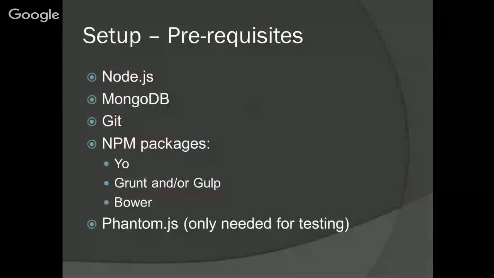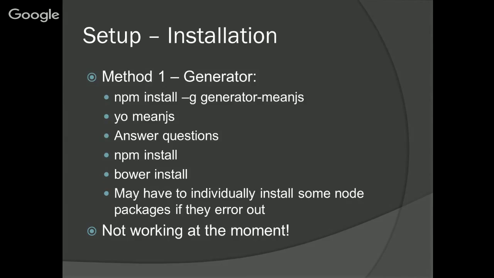Oh yeah, and so before we get too far into that, the prerequisites to have before you can successfully run this, you need Node.js installed and MongoDB installed. Those are pretty obvious. If you're going to use Bower, which you are, you need Git installed. And then for the full generation routine, you need these NPM packages. You need Yo, Grunt or Gulp, and Bower. And then if you're doing testing, you need Phantom.js, which, if you haven't heard of that, is like a headless web browser. So it's essentially a JavaScript engine without a UI. So it can run your website for real, but without showing it to you.